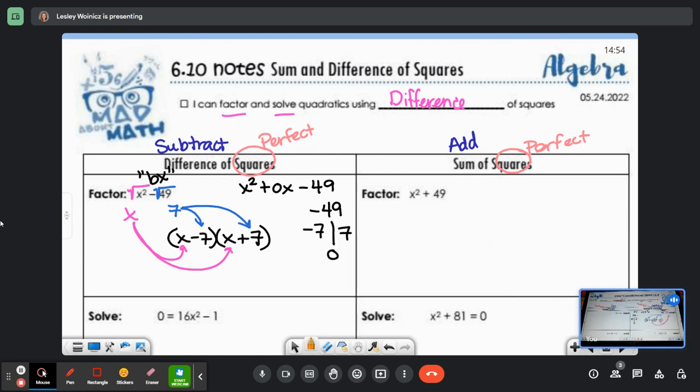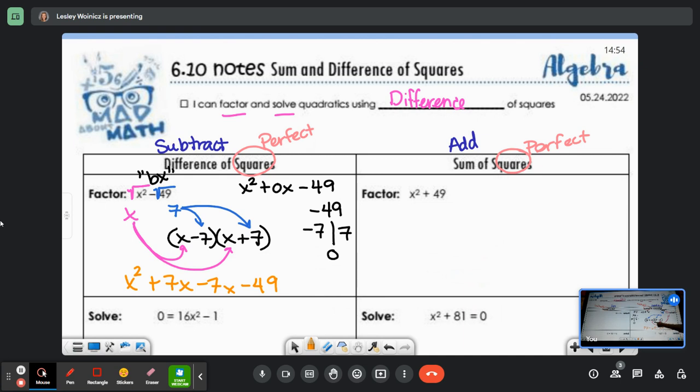Okay, the last thing I want to show you in the pattern is why we have to have one negative sign and one plus sign. So if I do x times x, I get x squared. If I do x times 7, I get plus 7x. Negative 7 times x is negative 7x. And negative 7 times positive 7 is negative 49.